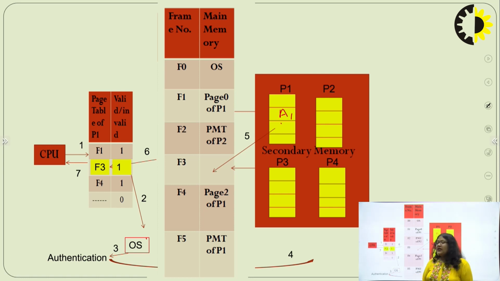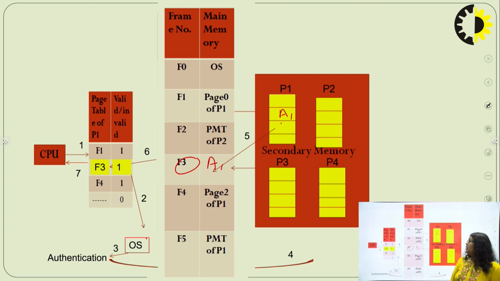The operating system checks whether the user's demand is authorized or not. If it is authorized, then we take the page, that is page A1 of P1, from the secondary memory and put a copy into the main memory. We have a free space in the main memory, that is the F3 space. So we put page A1 of process P1 into the main memory, in frame F3, and we have to update this particular entry in the page map table of P1.